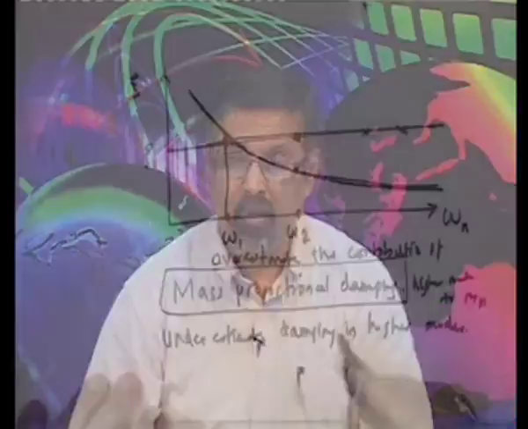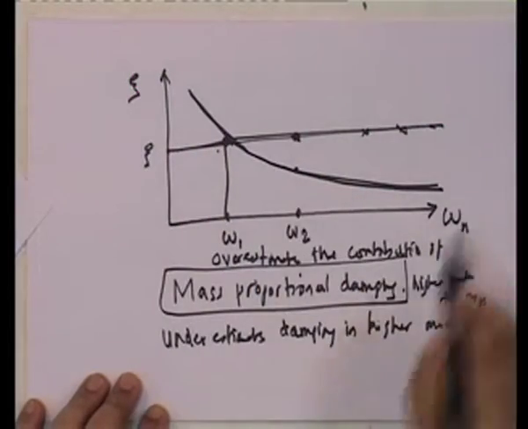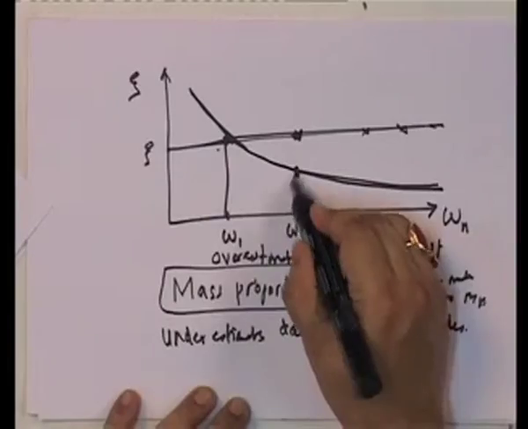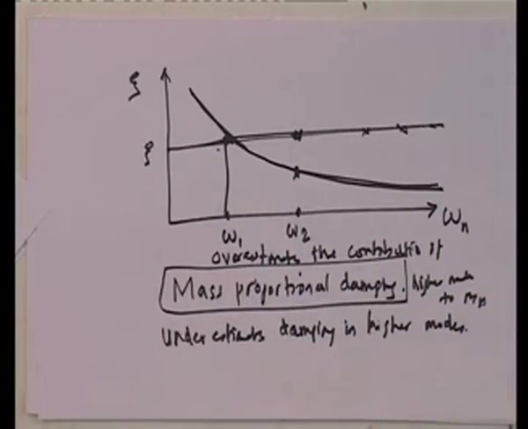So, I fix it there. Then what happens to all the higher modes? I underestimate the damping in the higher modes, because it is supposed to be 5%, but actually I take it as 1%, 2%. What happens? I overestimate the contribution of those modes to a response, right, because xi n has to be lower and lower. So, actually I am adding more of the higher modes than necessary. That is a problem with mass proportional damping.